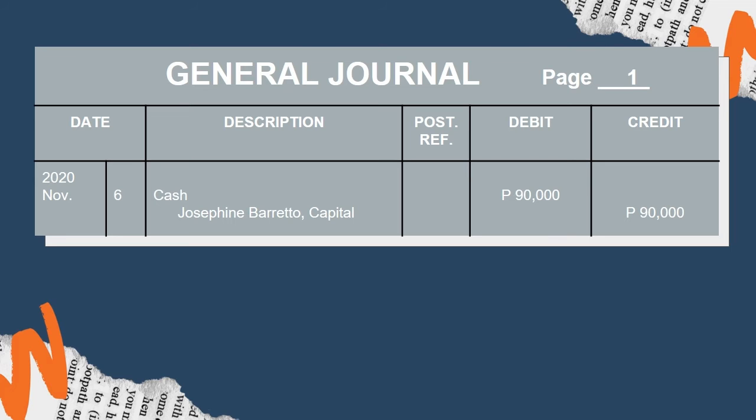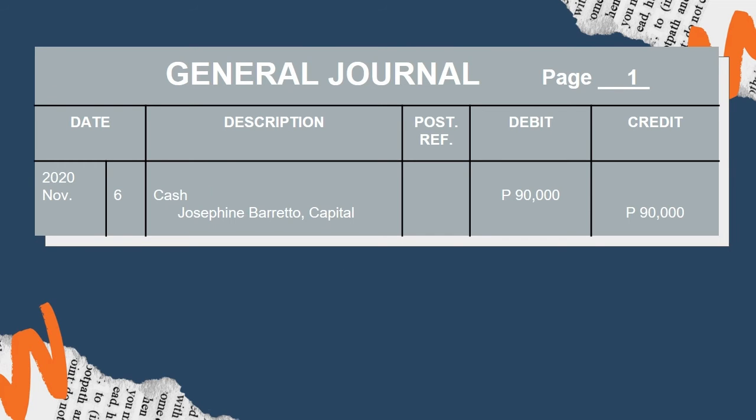Next, the PR or posting reference. This will be used when the entries are posted, that is, when the amounts are transferred to the related ledger accounts. Next is the debit side. The debit amount for each account is entered in this column, and in the credit side, the credit amount for each account is entered in this column.